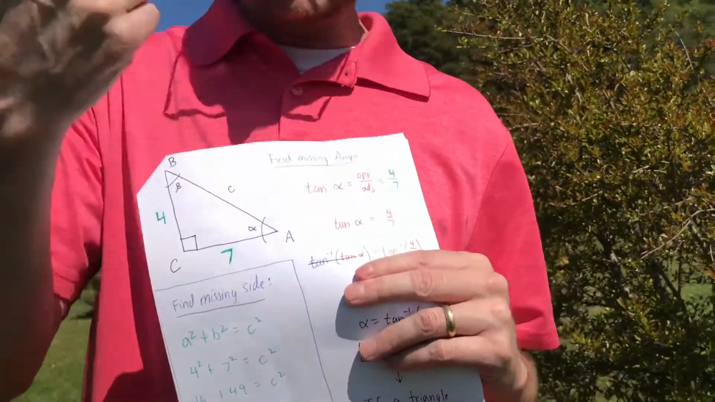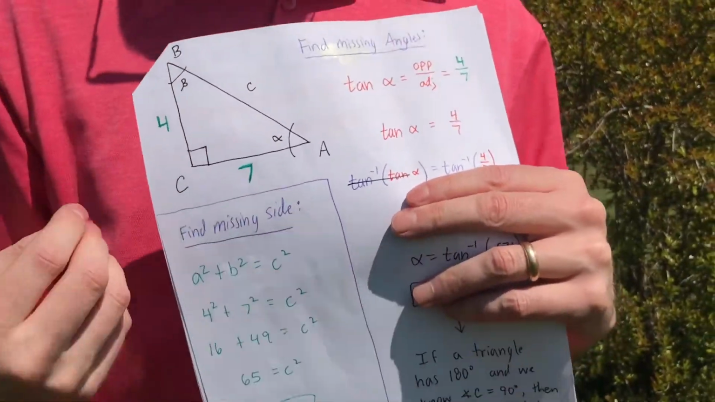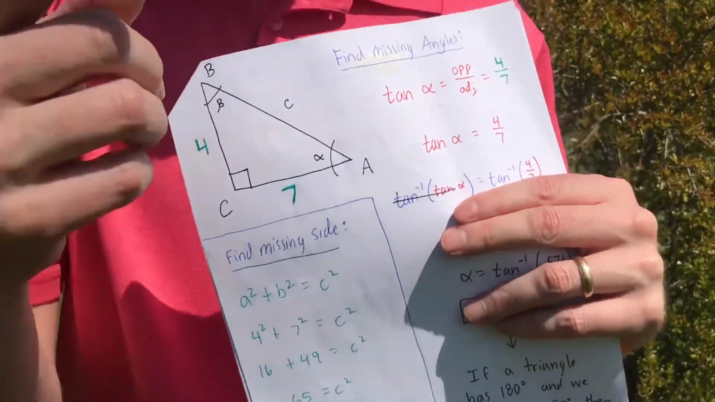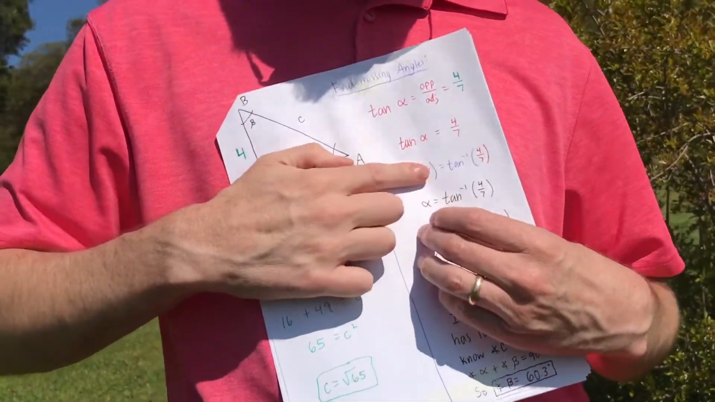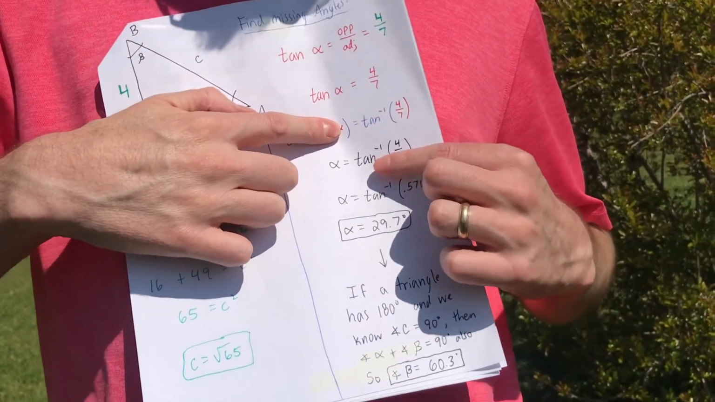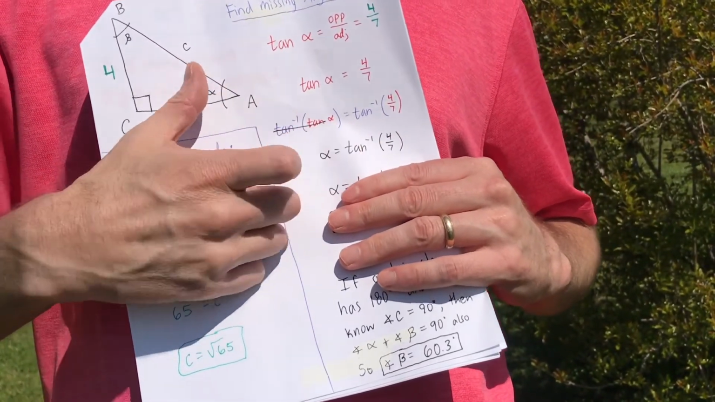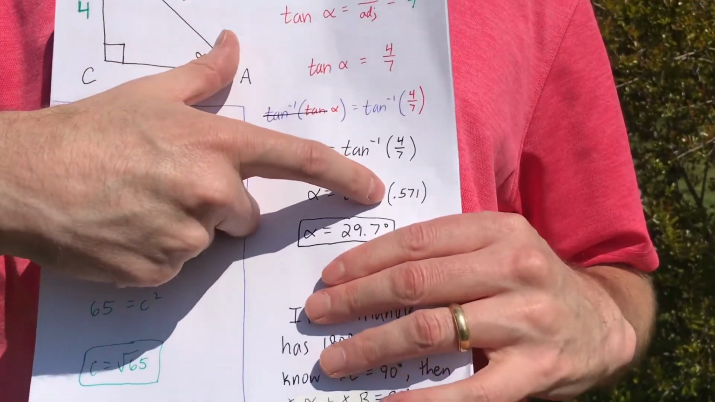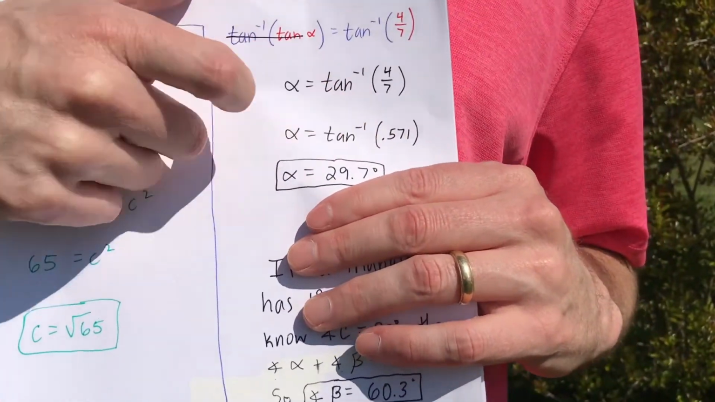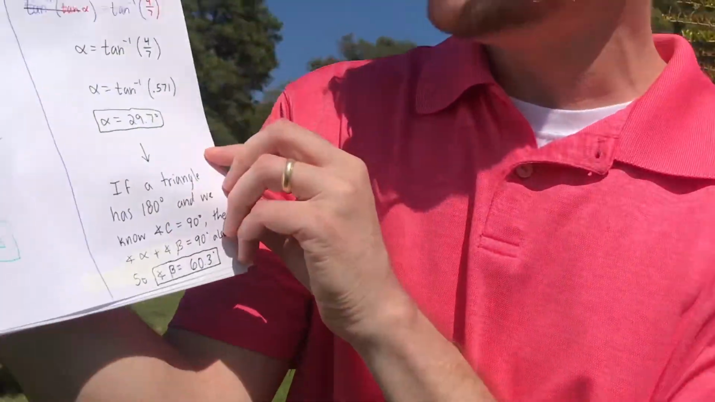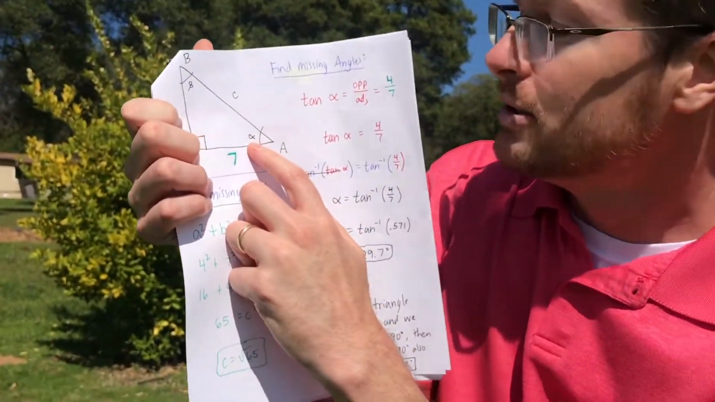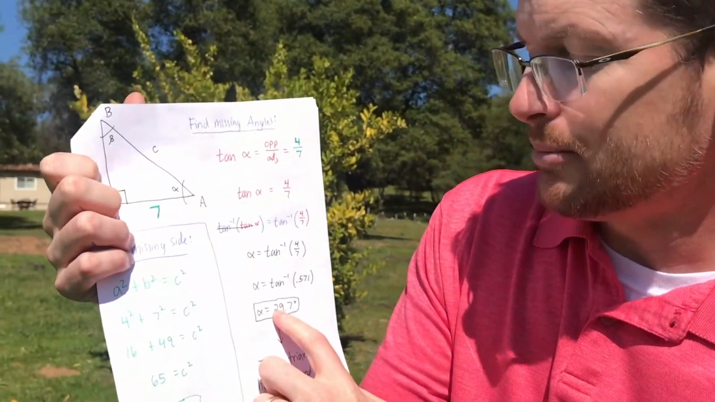You anti-tangent it, you untangent it, you inverse tangent it. So you take the tangent inverse of whatever 4/7 is. That's just 0.571 in a calculator. And when you inverse tangent that, you get 29.7. So what that means is that this angle right here, this alpha, is 29.7 degrees.